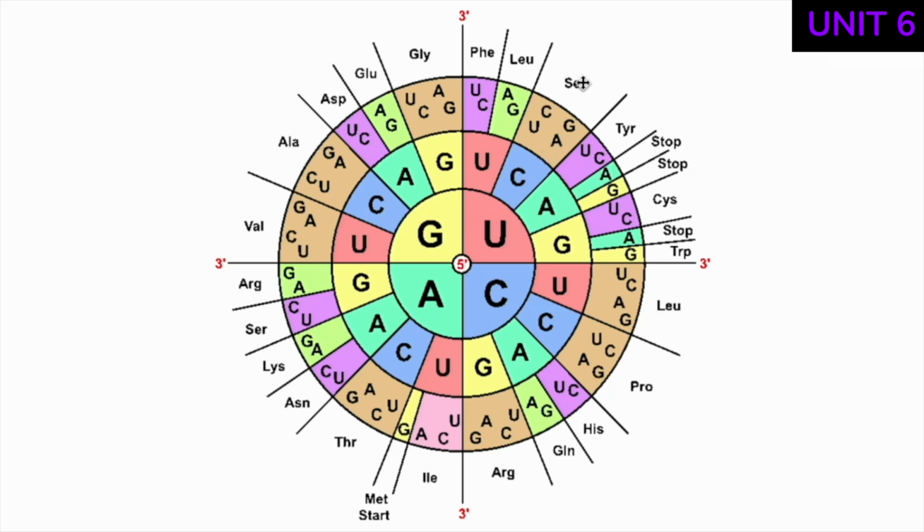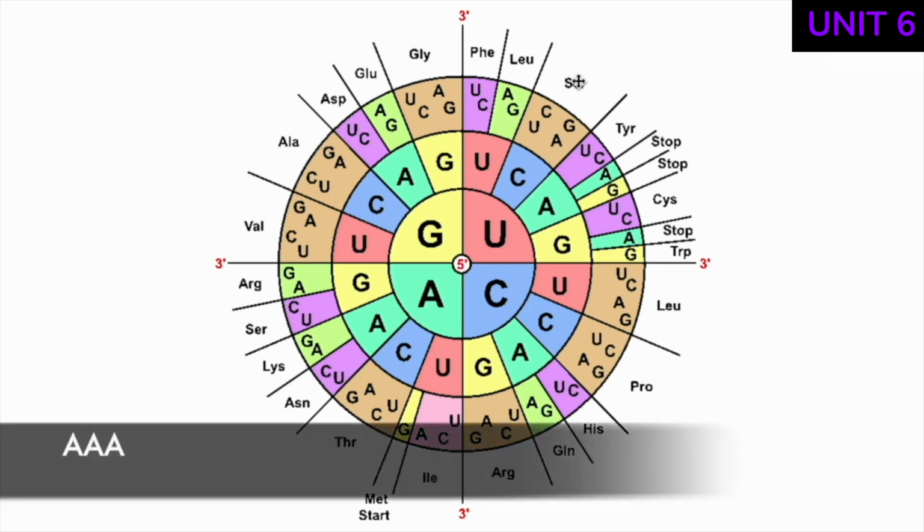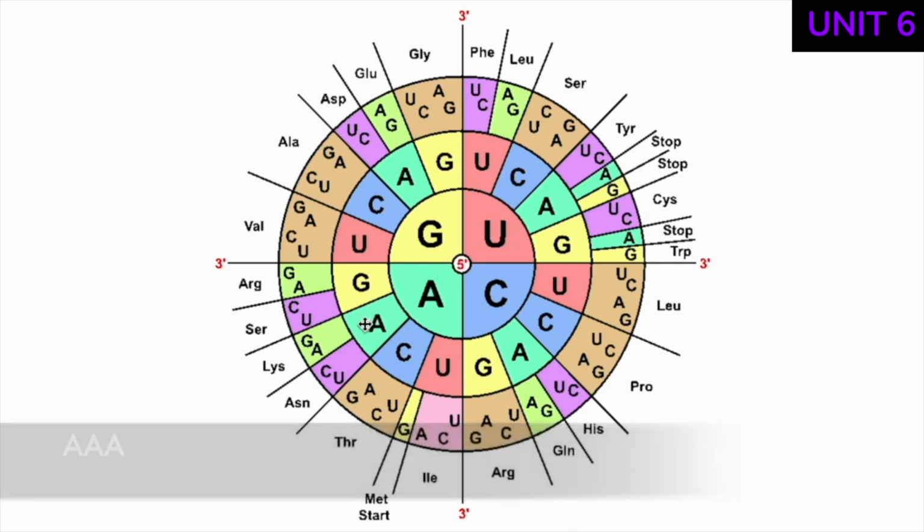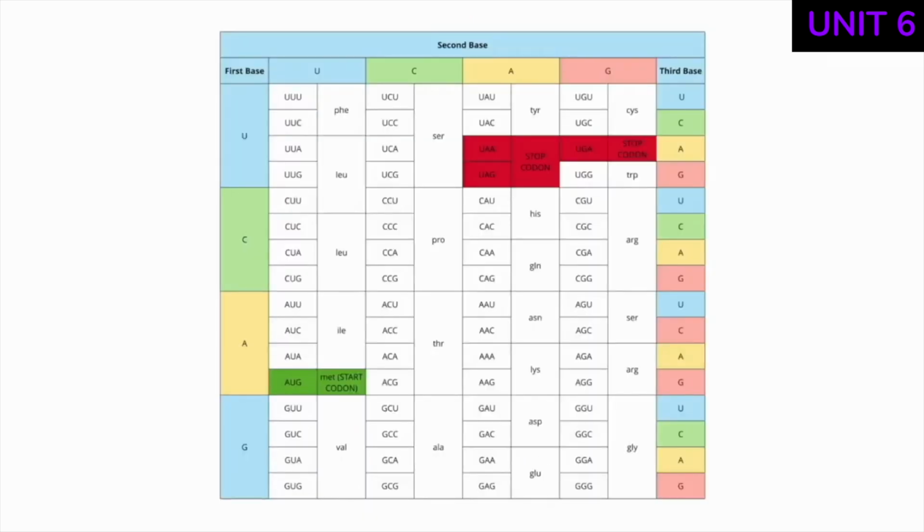Let's try another one. How about AAA? So we start here in the center, A, and then we look here to see which one this touches. A, that's lysine. That's another amino acid. So every codon matches with a specific amino acid. Now there's other types of codon charts as well. You may see one that looks like this. You have to read them a little bit differently, but sometimes they're broken down very helpfully.